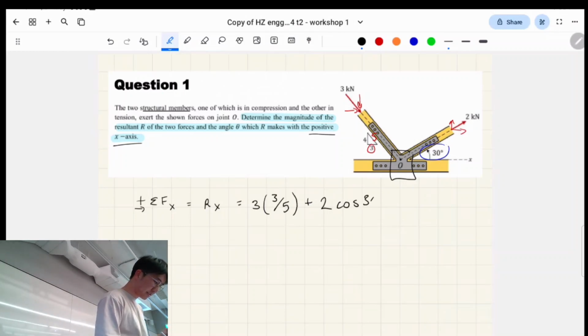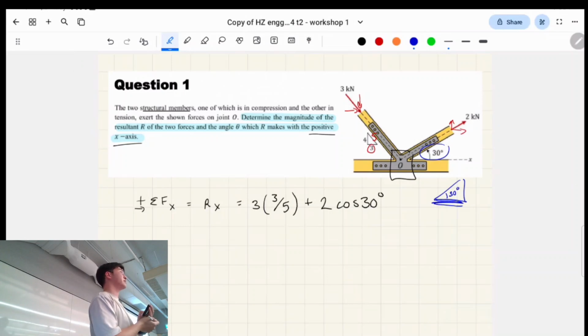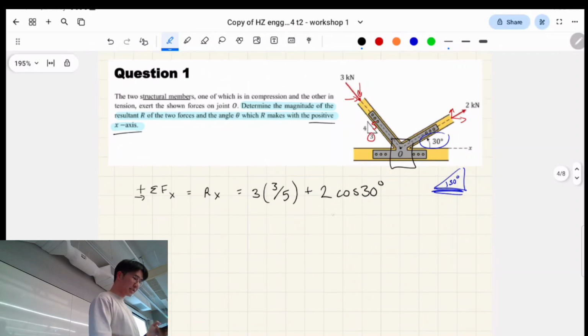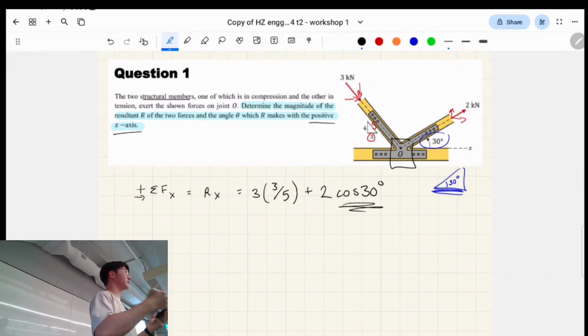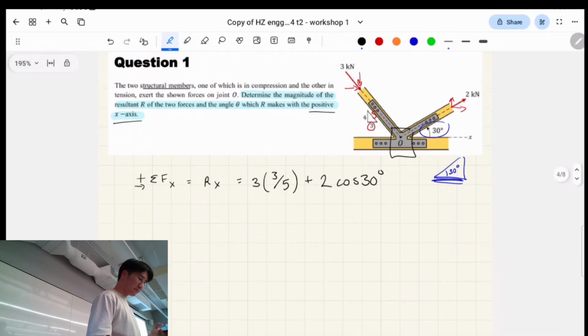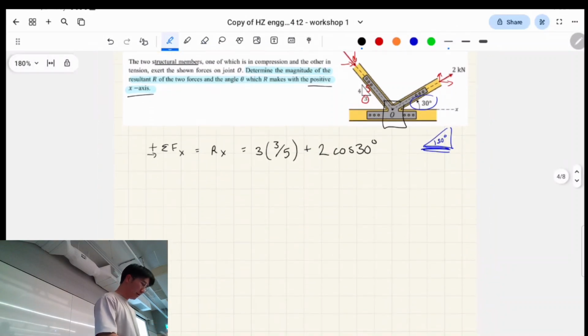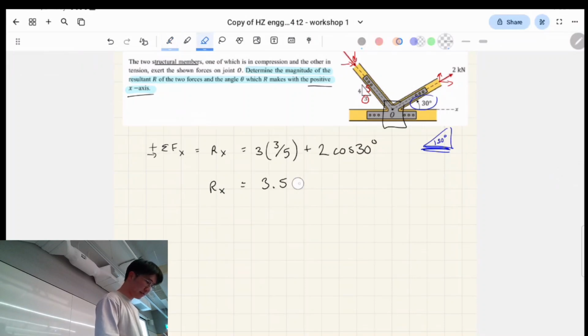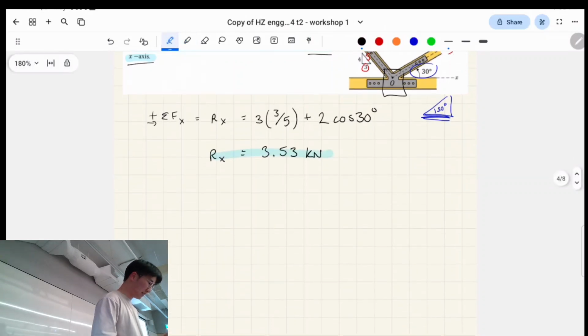So we use cosine 30 degrees, right? We're looking for that component there. So that works out to be cosine 30, right? Again, this is like a ratio kind of thing. So cosine 30, you'll find that this number is less than 1, but above 0. It's going to give you a portion of your diagonal. Okay, great. When we add this together on the calculator, that's going to give us 3.53 kilonewtons. That is the first part of our question.